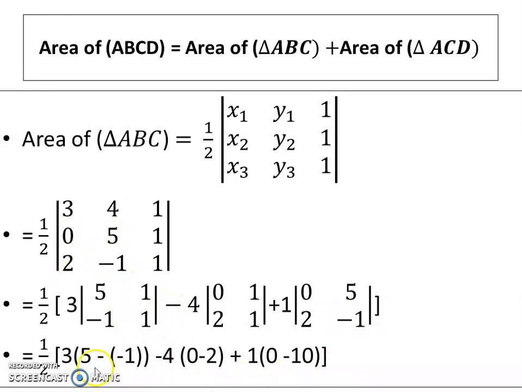So 5 into 1 is 5, minus 1 into 1 is minus 1. I put a bracket for simplification. Minus 4 remains the same. 0 into 1 is 0, 2 into 1 is 2, so minus 2. Plus 1 remains the same. 0 into minus 1 is 0, 5 into 2 is 10, so minus 10.